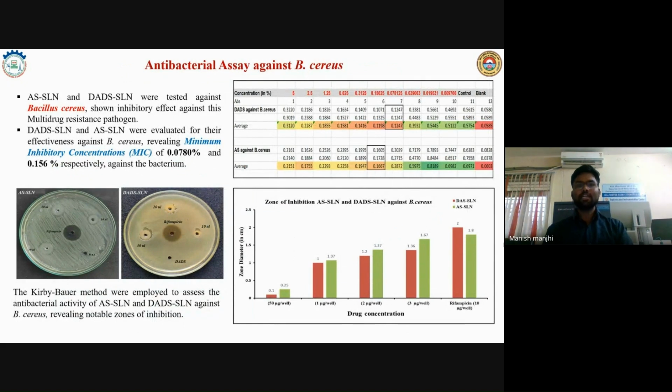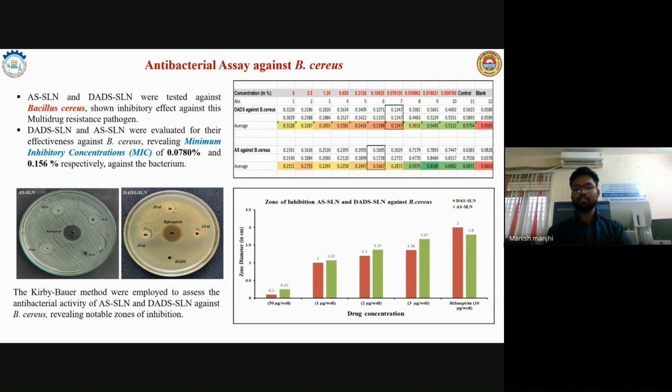Now, we have tried to find out the antibacterial activities of the synthesized nanoparticles. These are some of the antibacterial assays against the multi-drug resistant bacteria Bacillus cereus. The allyl sulfide solid lipid nanoparticles and DADS, that is diallyl disulfide, nanoparticles were tested against Bacillus cereus and show an inhibitory effect against this multi-drug resistant pathogen. The minimum inhibitory concentration of these synthesized nanoparticles was found to be 0.0780% for the diallyl disulfide solid lipid nanoparticles and 0.156% for the allyl sulfide solid lipid nanoparticles. Another antibacterial assay, the Kirby-Bauer method, is used for determining the zone of inhibition of these synthesized solid lipid nanoparticles.